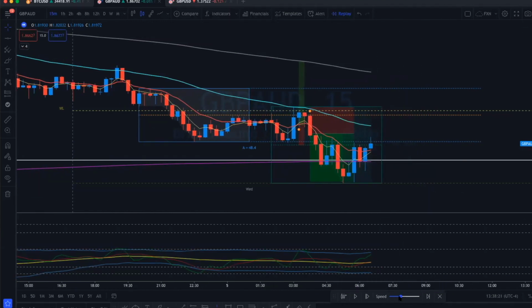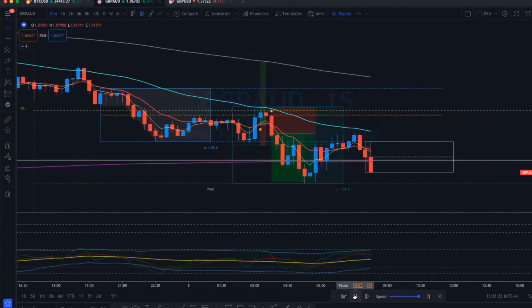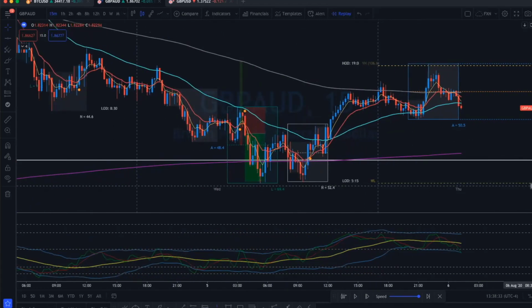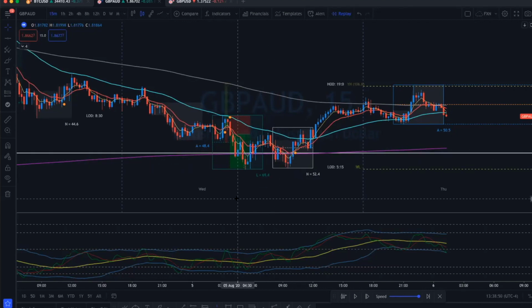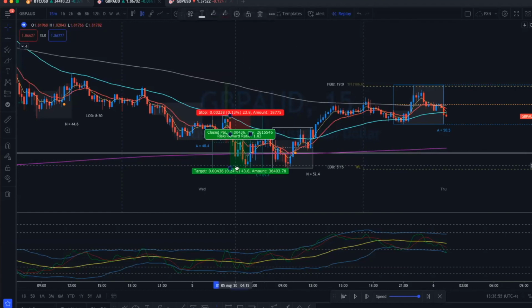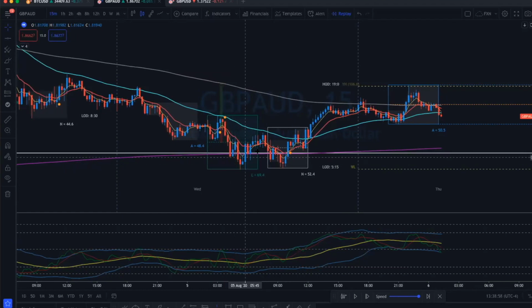All right, so let's go to the next day then. So look what ended up happening. What do we have here? Right, we ended up getting a multi-session type 1 actually. Multi-session type 1 in the US session.